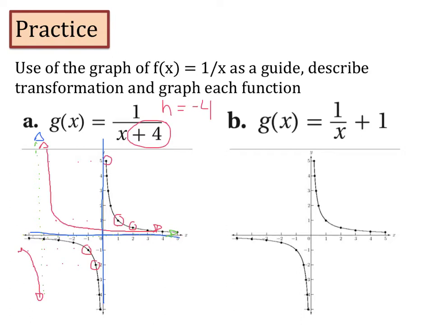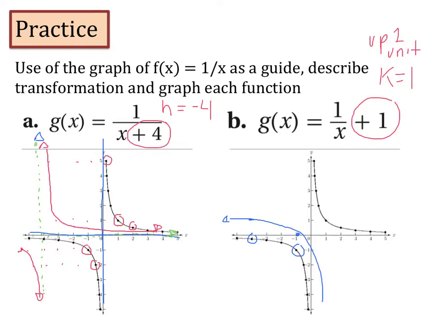Let's look at example B. In example B, the difference is now we have a plus 1. So k equals 1, which means my function is moving up 1 unit. I can just grab some easy points. For example, this point here, move it up 1. This point here, move it up 1. And I know my function is going to look something like this. I can take this point, move it up 1, and this point, move it up 1 as well. And my function has moved up 1 unit.